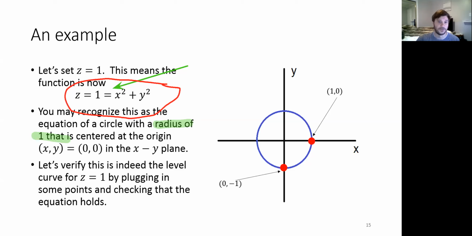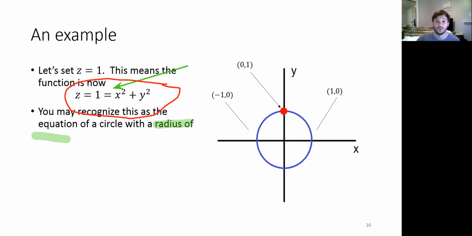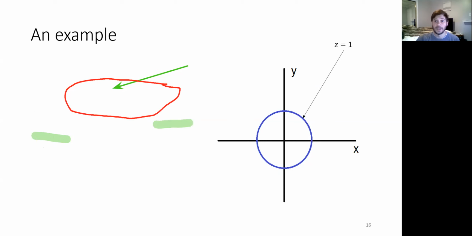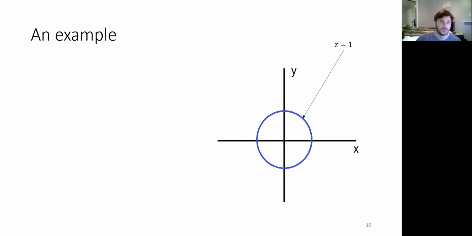So 0 squared plus -1 squared also equals 1. So all of these points on that circle are at the same elevation, and that elevation is when z is equal to 1. Okay, now we could consider moving up to a higher elevation.